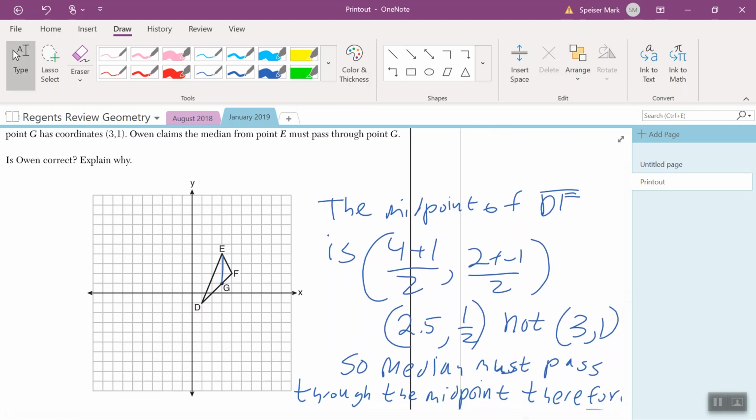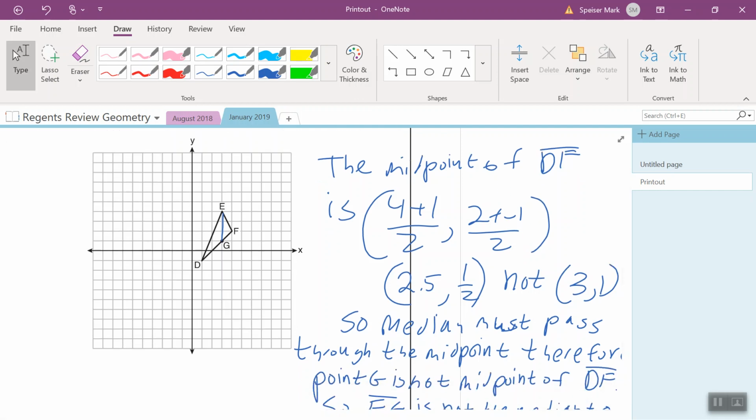You figure it out by calculating the midpoint of DF, because G has to be at the midpoint if it's a median. So the midpoint formula is (x2 plus x1) divided by 2, (y2 plus y1) divided by 2. You figure out the midpoint, it's (2.5, 0.5), not (3, 1) as G is drawn.